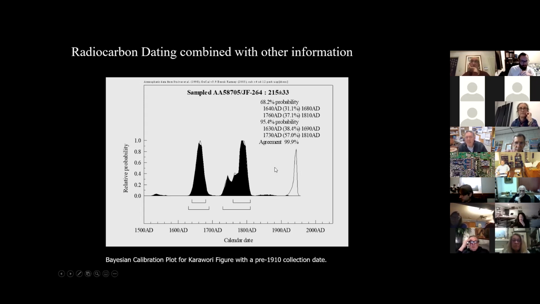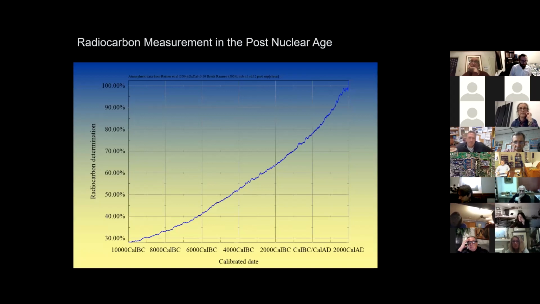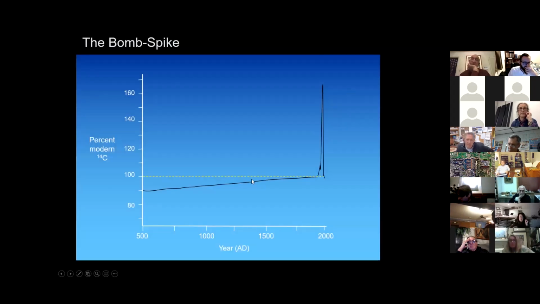Okay, so I don't know if it's trickery, but I think it's giving you an idea that you can use these measurements in a sophisticated manner to take what isn't the best information and actually make it useful. All right, so the next topic is really using radiocarbon in the post-nuclear age. So we've looked at the calibration curve already. It ends in 1950. There's a kind of reason it ends in 1950.